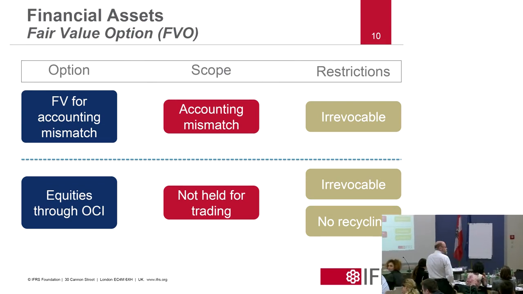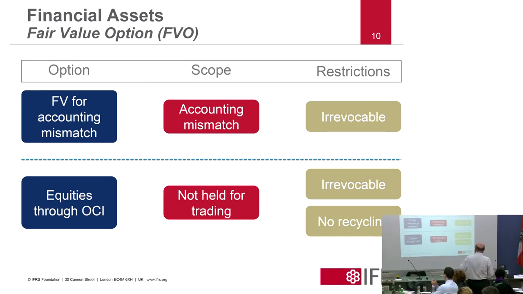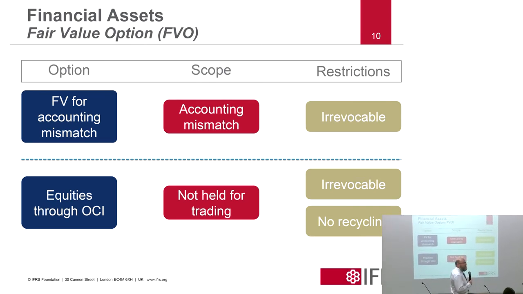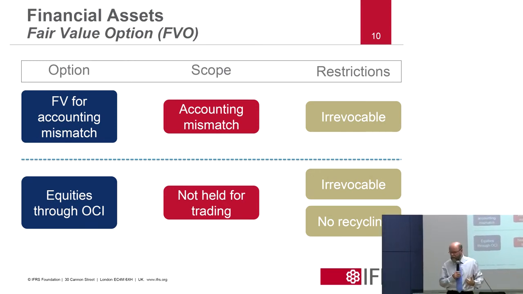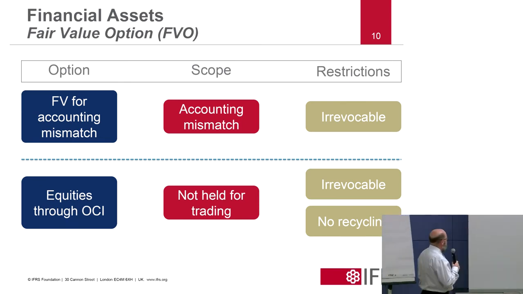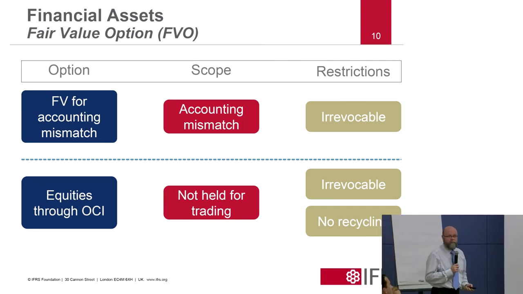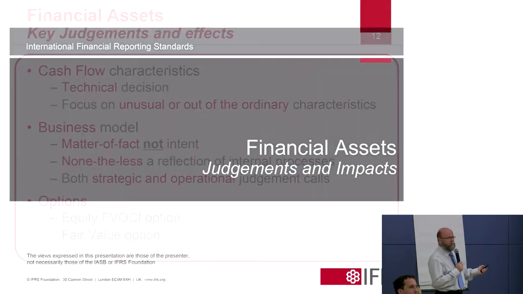Correct. For the first one, I don't need a fair value option because for equities, I'm automatically in fair value. I'm always there already, so I don't need an option to get there. Okay. Any other questions?